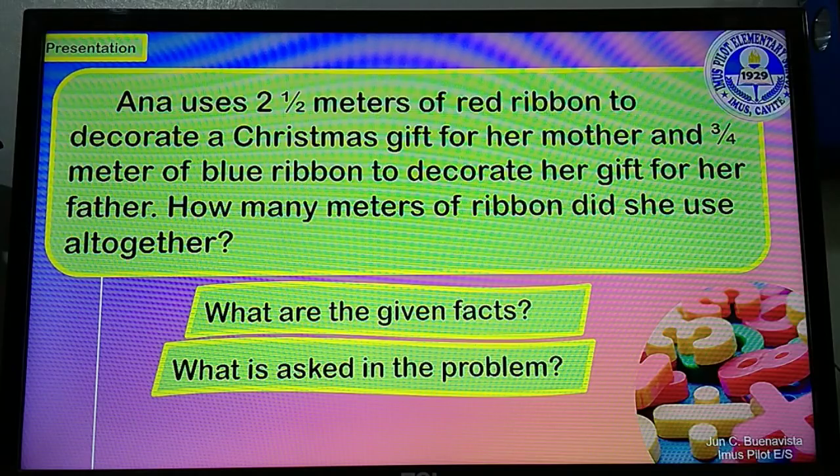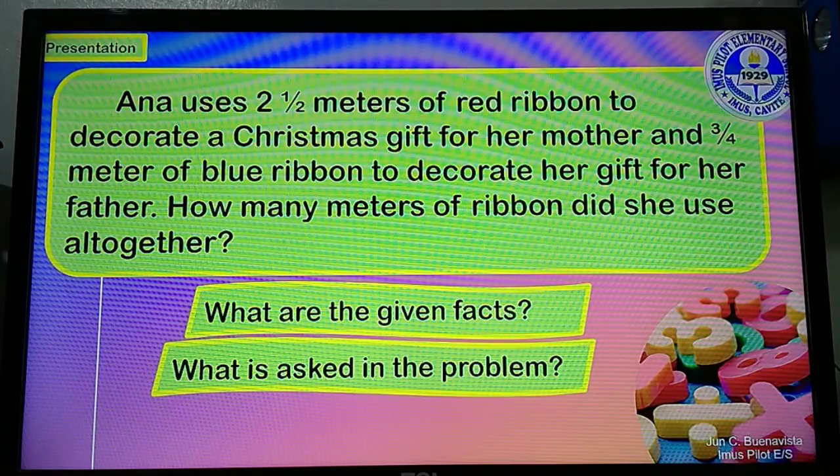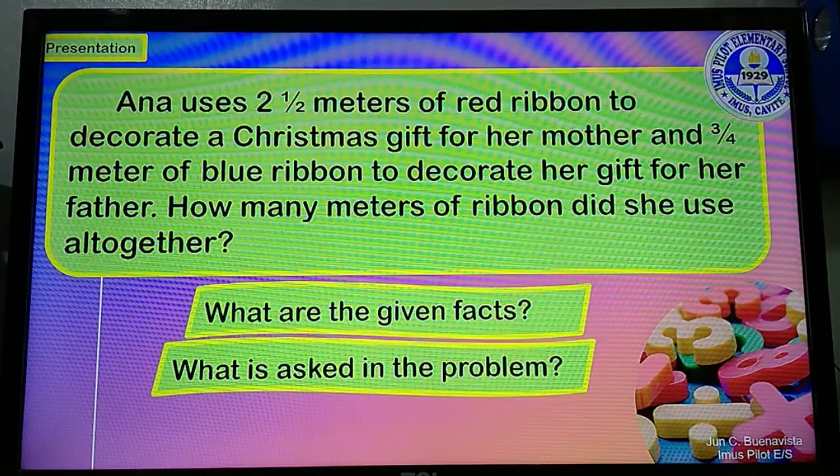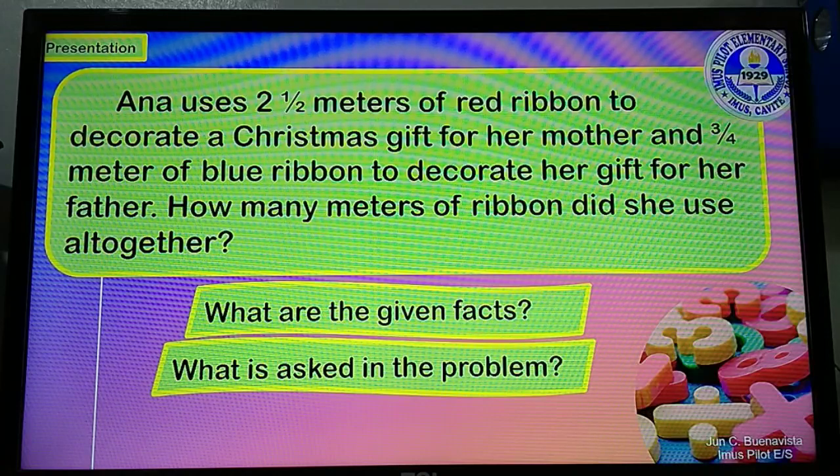So we have the clue word in this problem. How many meters of ribbon did she use altogether? The clue word is altogether. When we say altogether, very good, you are going to get the sum, or you're going to add.